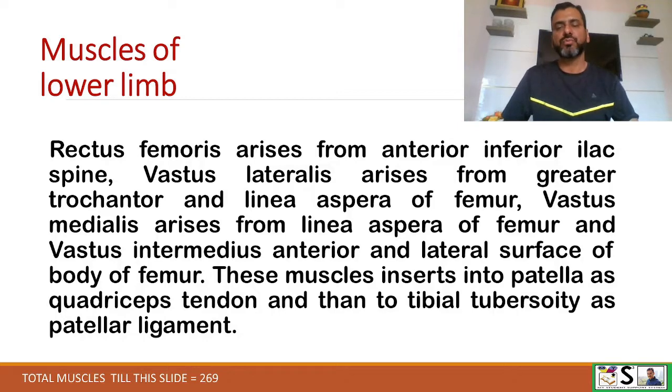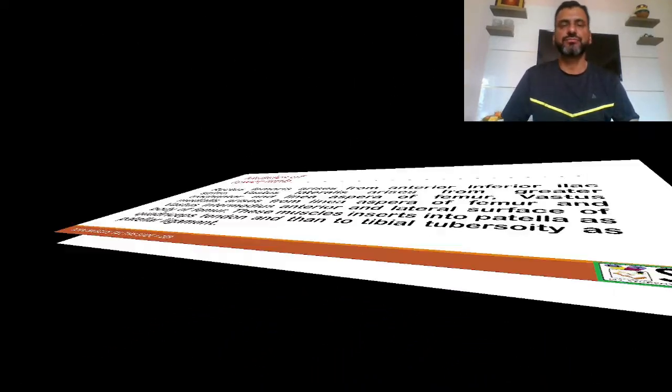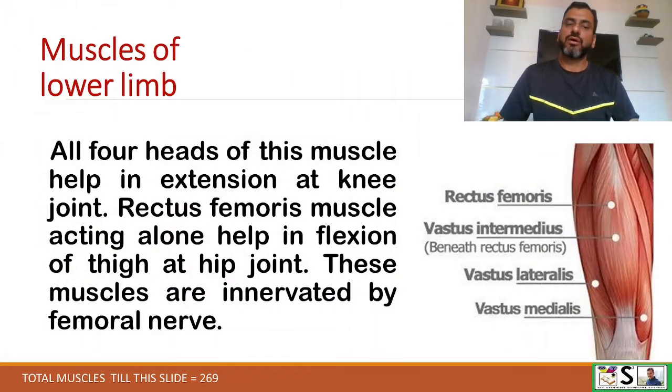These all four muscles insert into patella as the quadriceps tendon and then to tibial tuberosity as patellar ligament. All four heads of the muscles of this quadriceps femoris help in extension at knee joint. Rectus femoris acting alone helps in flexion of thigh at hip joint. These muscles are innervated by femoral nerve.